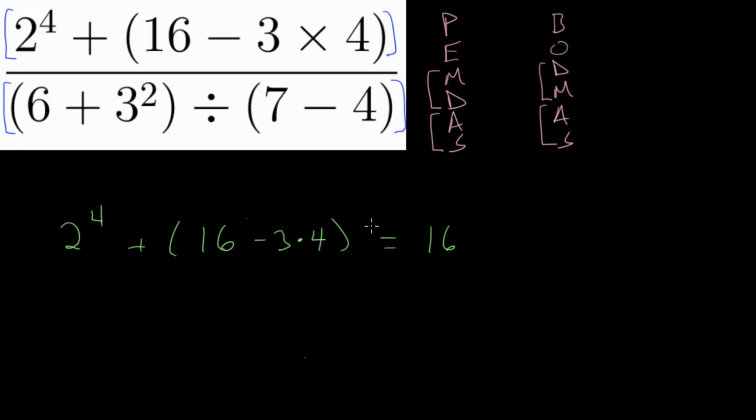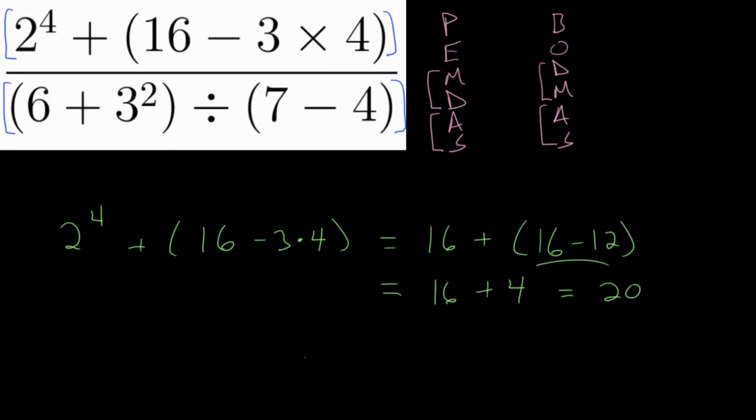We just multiply 2 four different times. Then we have 16 minus 3 times 4, which is 12. And we can simplify further. 16 minus 12 is just 4. So we're really adding 16 plus 4, which is 20. So this numerator here simplifies to 20.